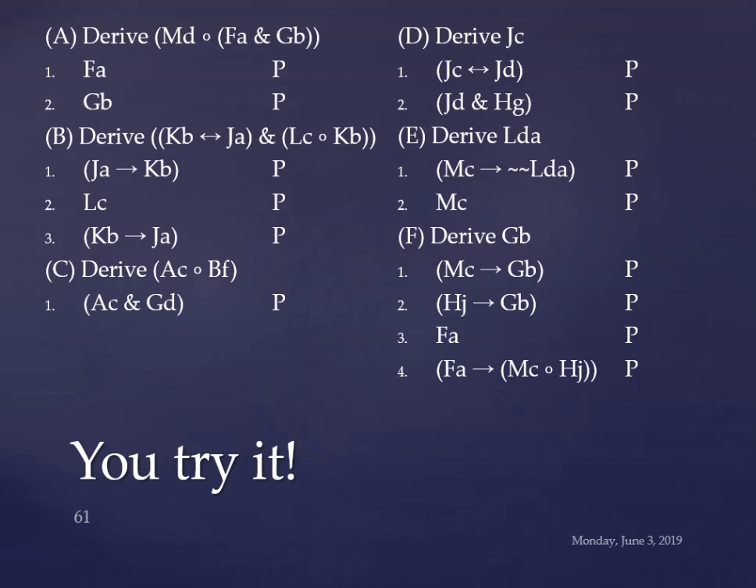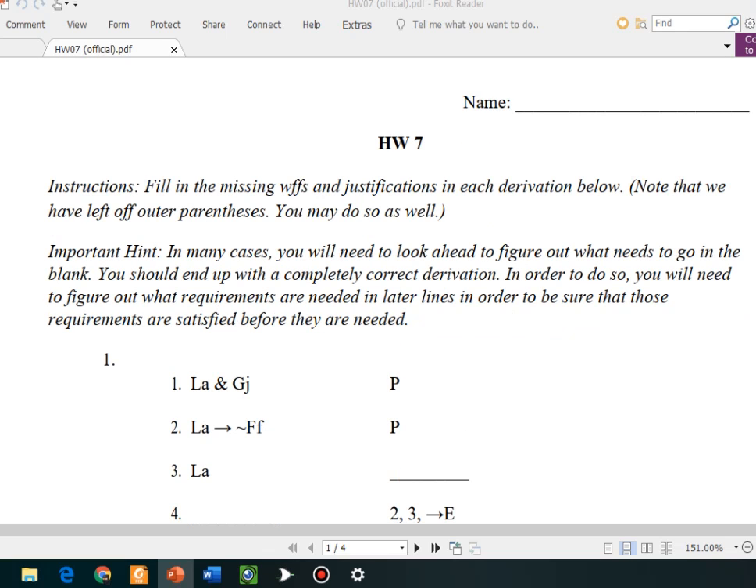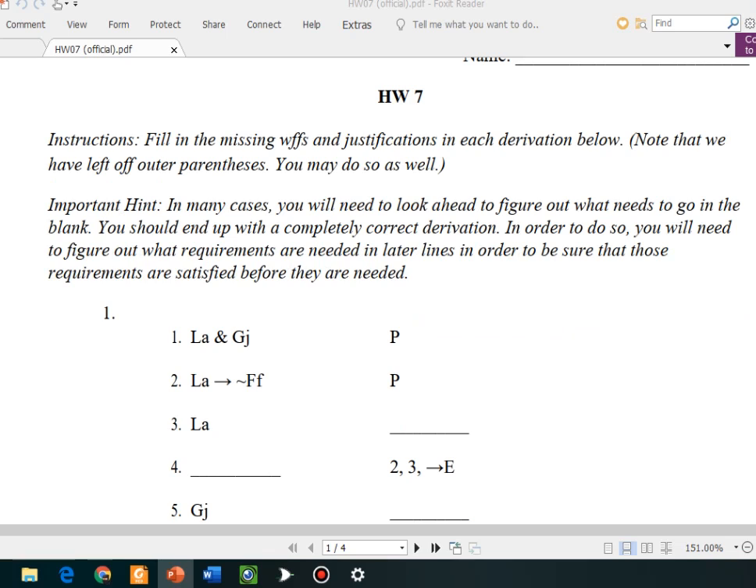Now, there is a homework due that's related to the direct rules of inference. So let's get out of this and look at homework 7. Homework 7 is not as complicated as the practice problems, actually. Basically, you're going to be filling in the missing well-formed formulas and the justifications in each derivation below.